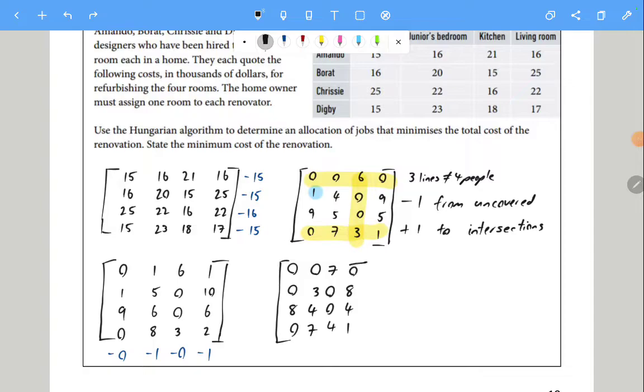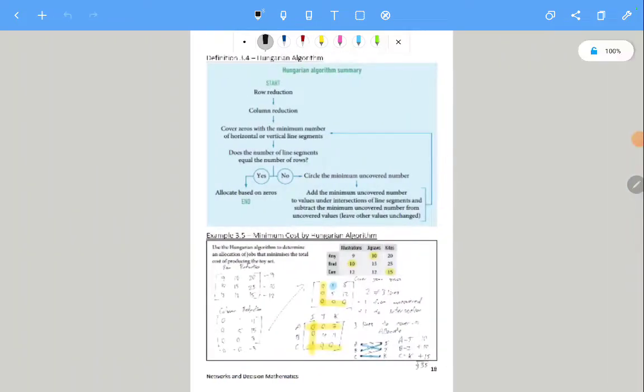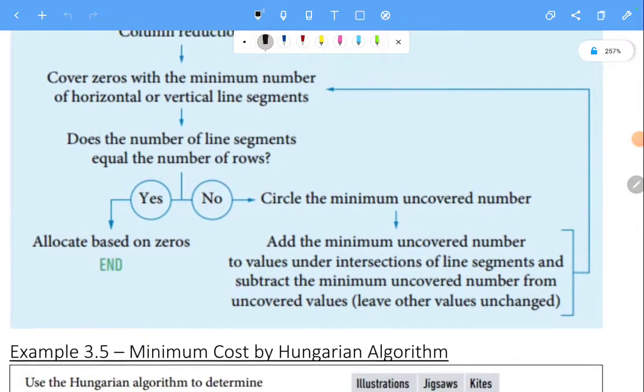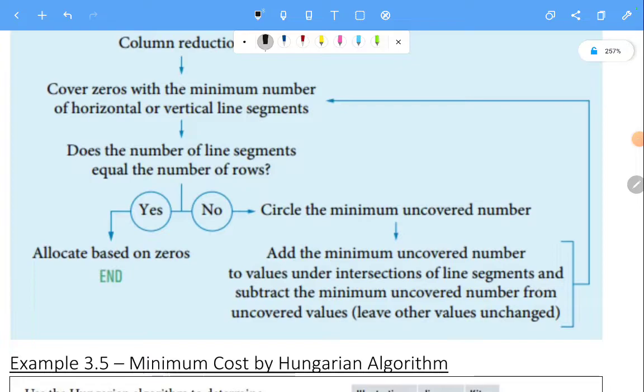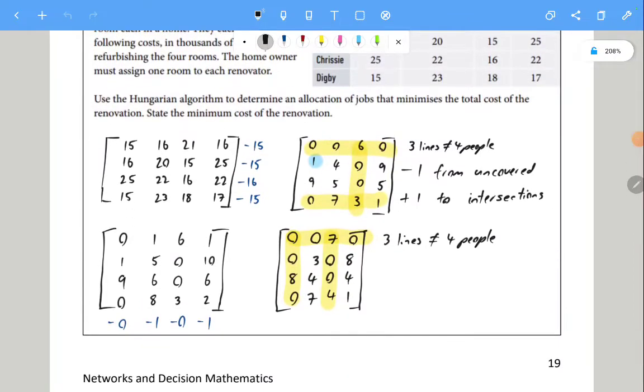And what do we do next? Well, we once again check our lines. So I see a 3 for 1 in the top row, I see a 3 for 1 in the second one, and once again, I think we can cover all of the zeros with just 3 lines. So once again, 3 lines does not equal 4 people. So we have to repeat the step again. And this is the important part of the flowchart, is that we actually repeat this covering row steps until the number of lines equals the number of rows. It's really important. It is actually a loop, and we're going to continue playing with this loop.